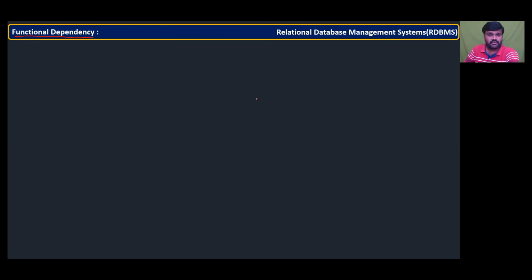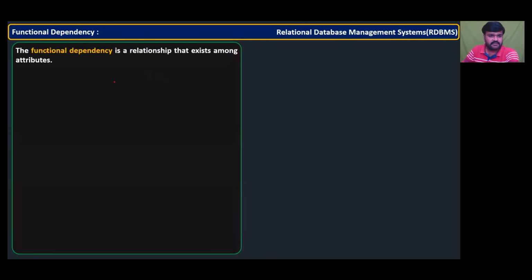So what is the definition of this one? As the name implies, functional dependency: something depends on something. Let us try to understand. Here, the functional dependency is a relationship, first of all, that exists among the attributes. As we know, in a relation we are going to have a set of attributes, and you are going to put some relation among these attributes.